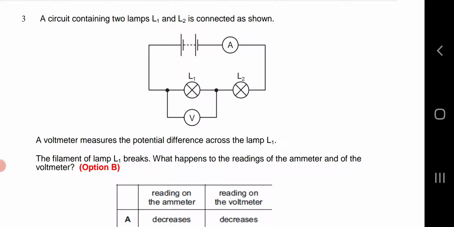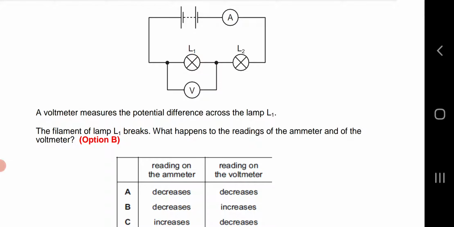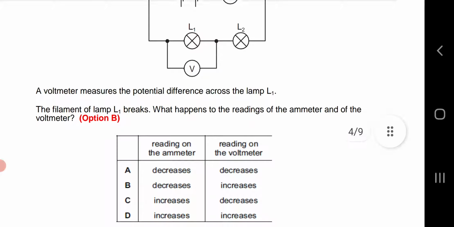Question number 3. A circuit containing two lamps L1 and L2 is connected as shown. A voltmeter measures the potential difference across the lamp L1. The filament of lamp L1 breaks. What happens to the readings of the ammeter and of the voltmeter? Option B is the correct option. The reading on the ammeter will decrease, whereas the reading on the voltmeter will increase. The explanation is as follows.